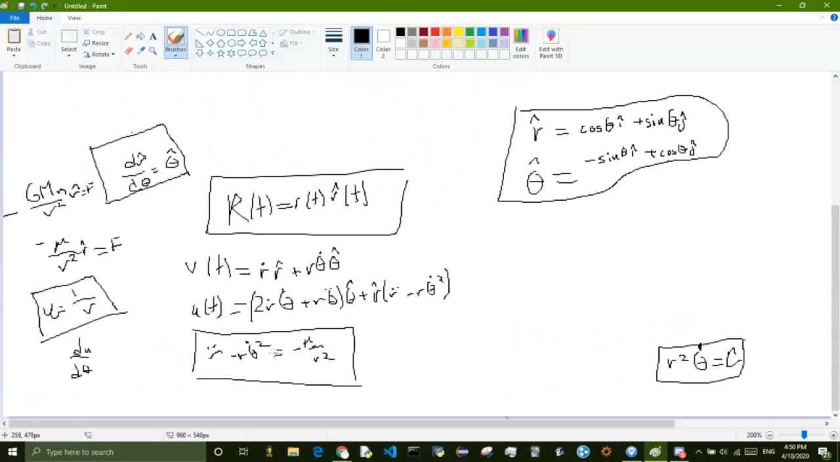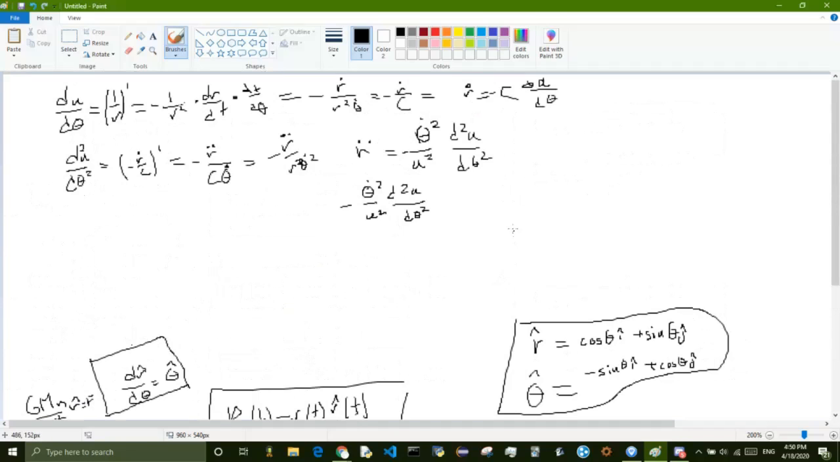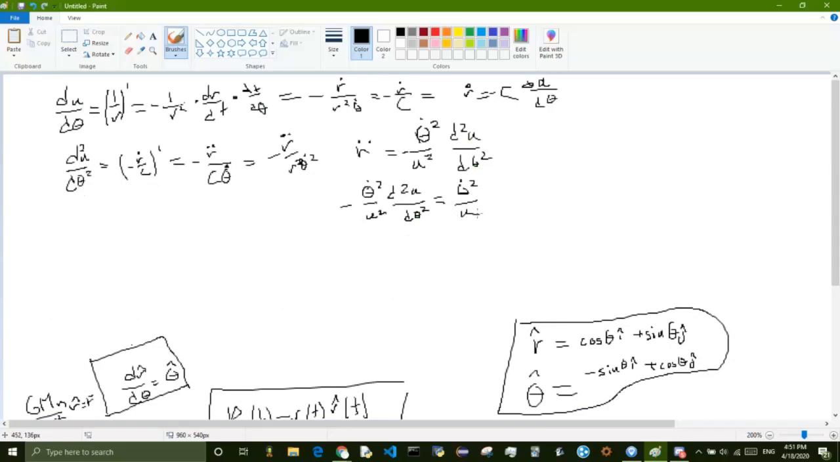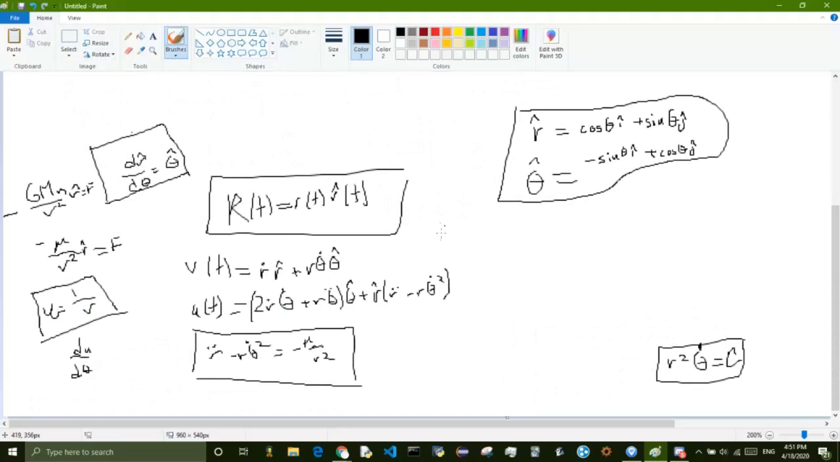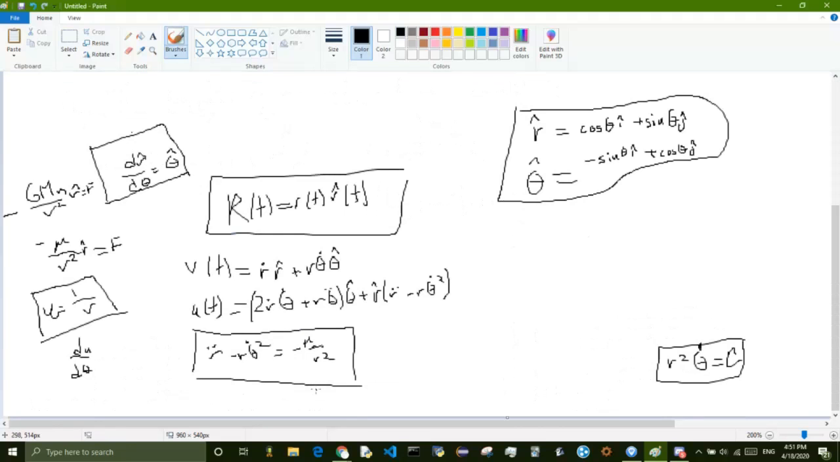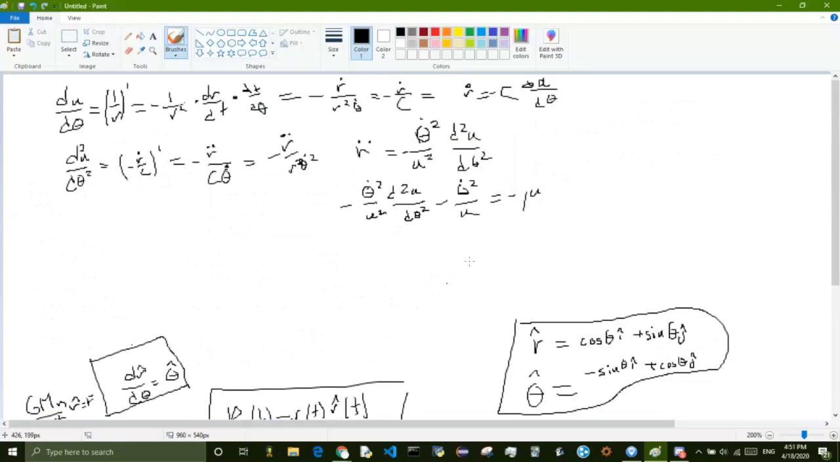R dot doesn't appear in this equation. It's simply r theta dot squared, right? But r is 1 over u. So this is theta dot squared over u. This is not an equal sign, by the way. This should be a minus, because there's a minus sign here. This is equal to negative mu over r squared, right? U is equal to 1 over r, so this is negative mu u squared.